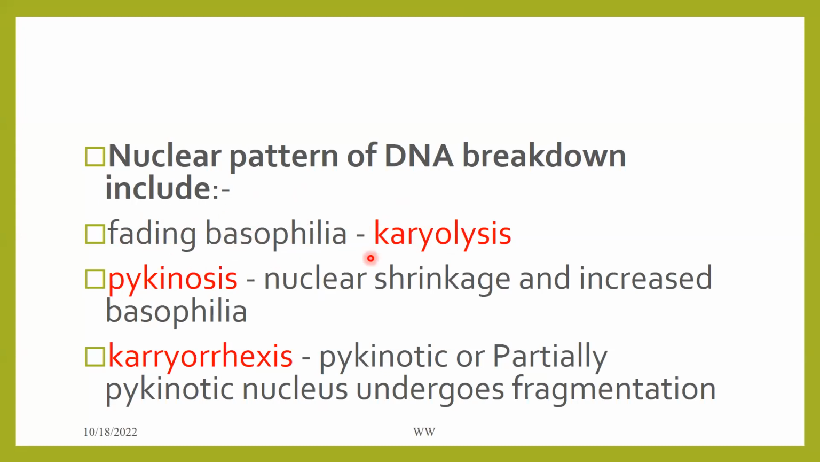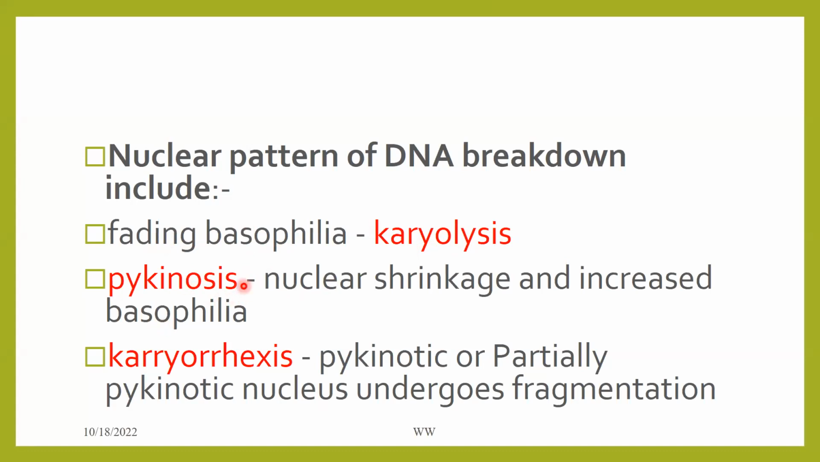The nucleus is the karyo part, and the breakdown is the lysis. So we have the breakdown of the nucleus, which is called karyolysis. And because of that, when we use hematoxylin and eosin, it takes the stain less intensely, and so we talk of fading basophilia. It is fading because you don't have all the nucleic material that should have been there, and therefore it's not taking the stain as it should. If it continues being broken down, lysed, what we end up with is pyknosis.